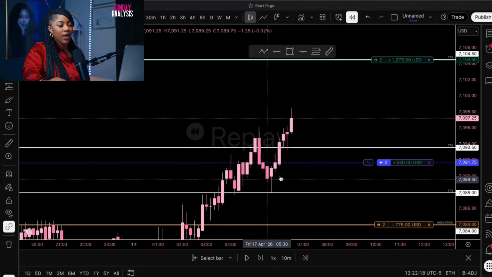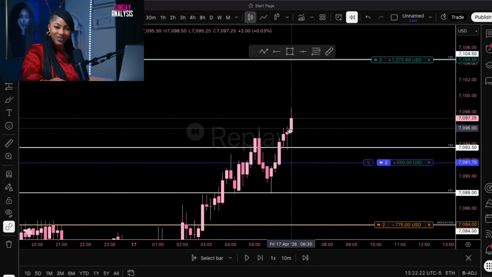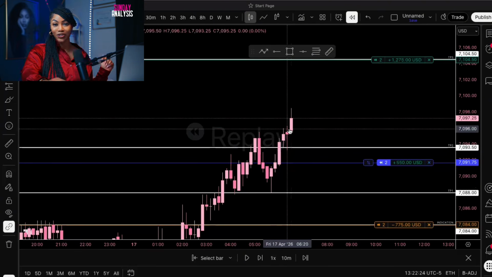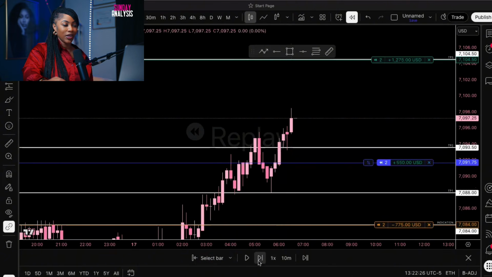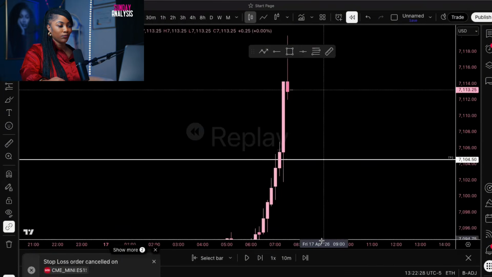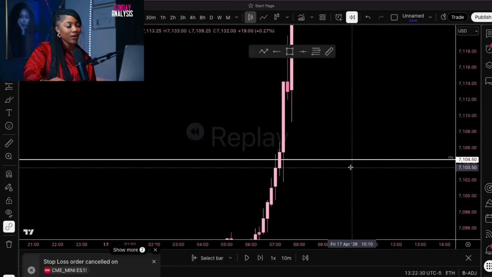And what happened at the rejection of the level of support at TP1, price began to push up. Why? Because we are trading with the trend, honey. And so as you can see, price is pushing up. And what did price do? Price actually went up, hit TP3.